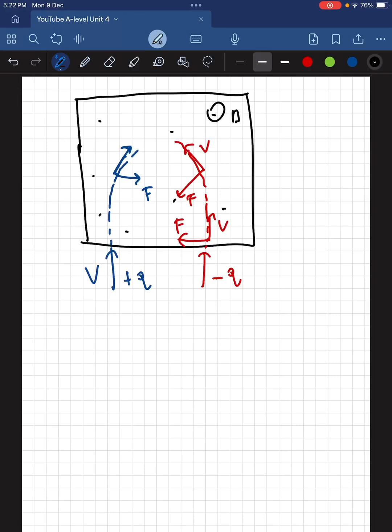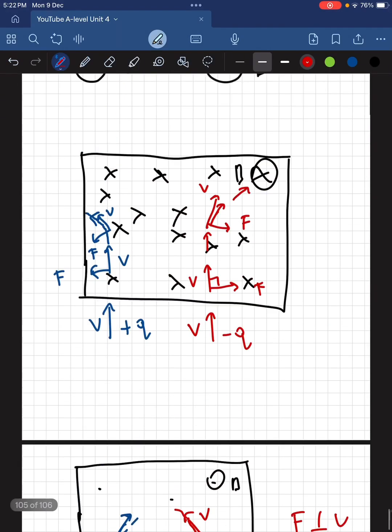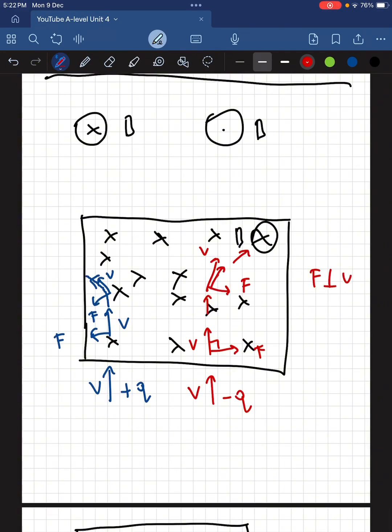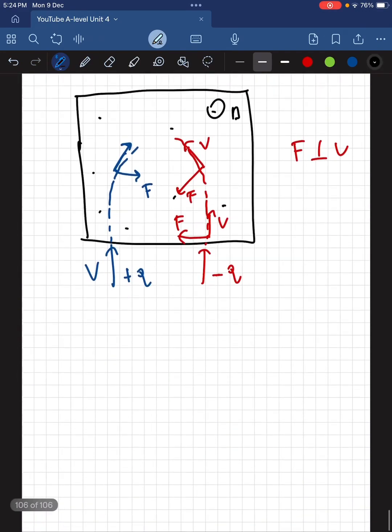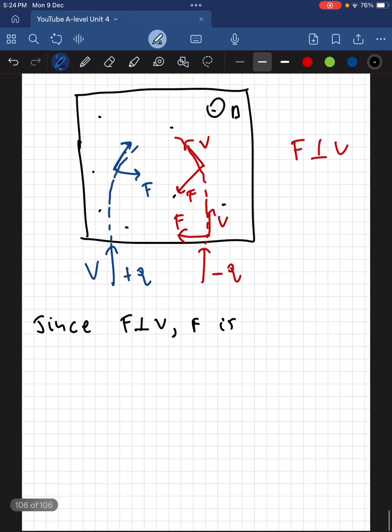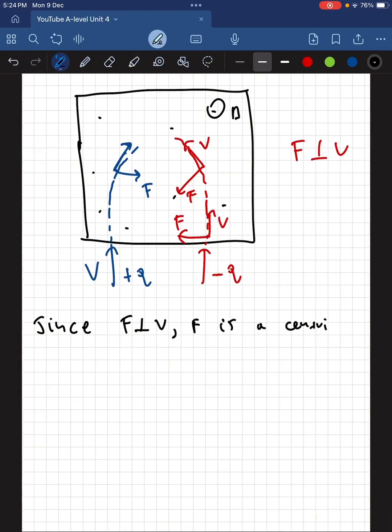So let's go do the math. In both cases, F is perpendicular to V, and F is perpendicular to V here as well. So since F is perpendicular to V, F is a centripetal force.